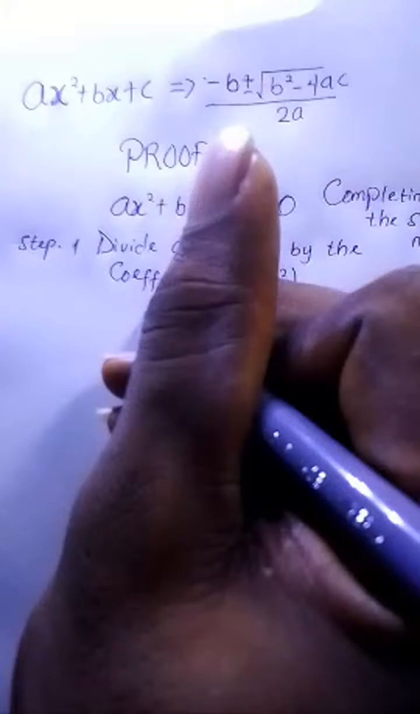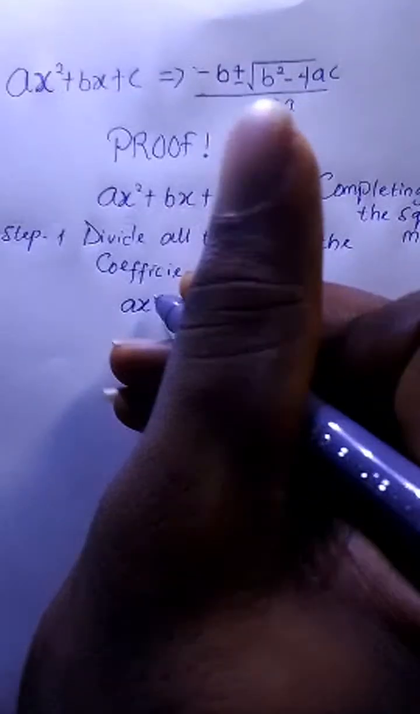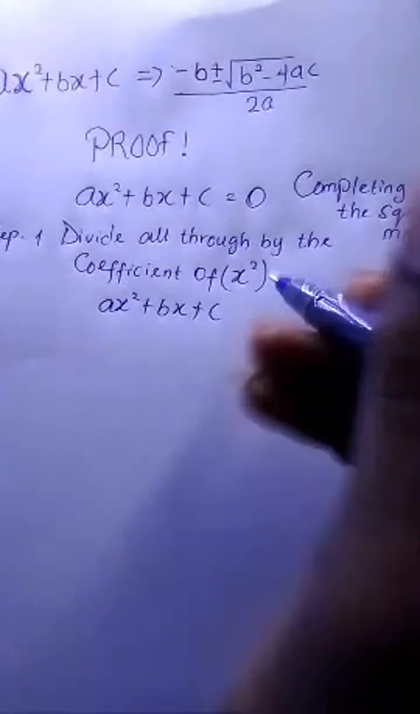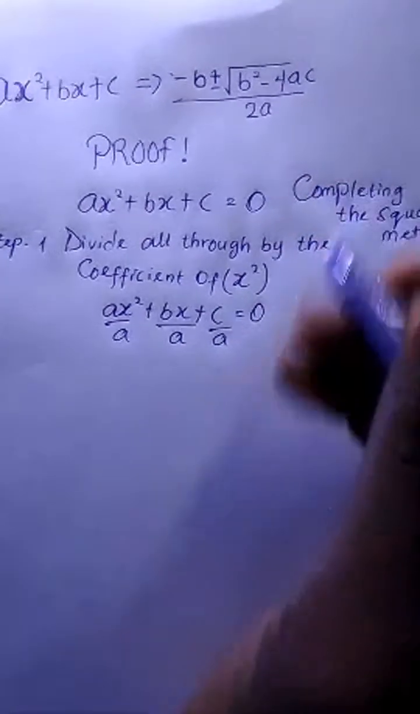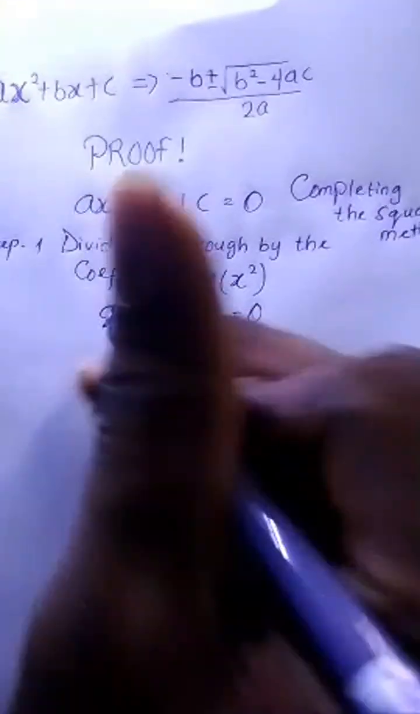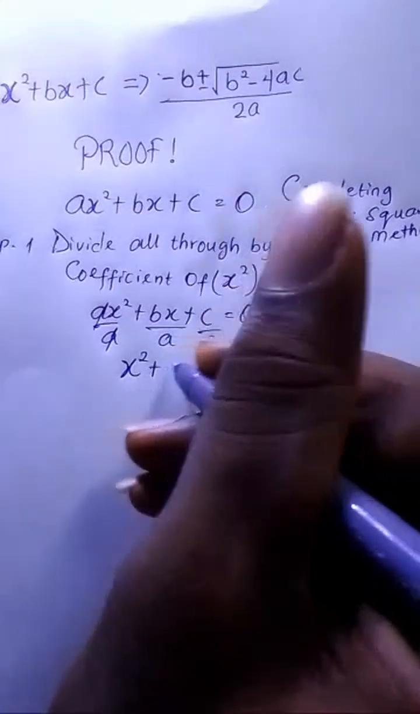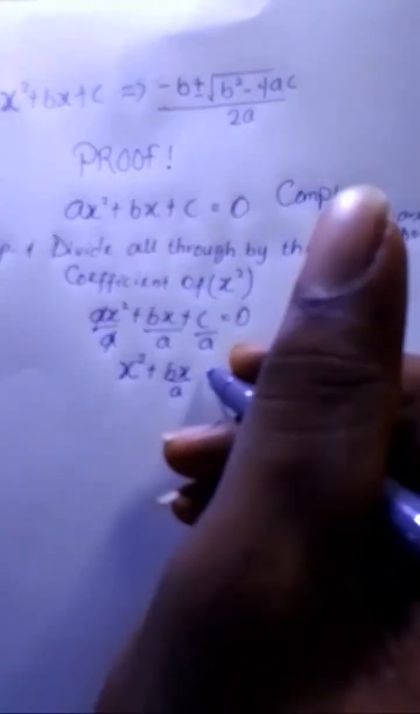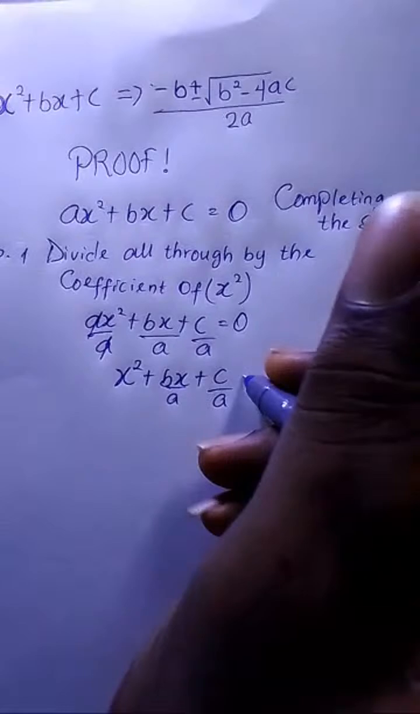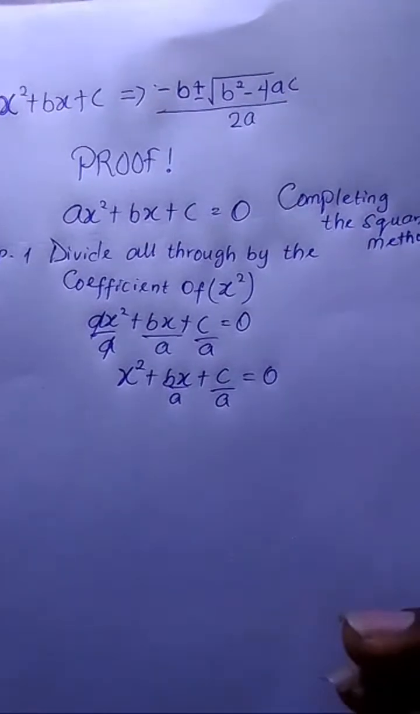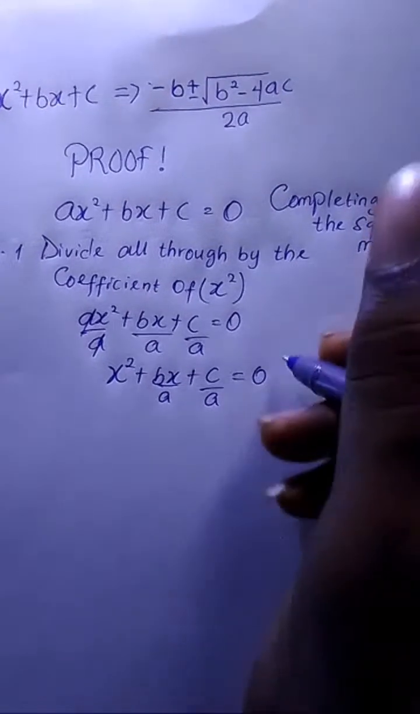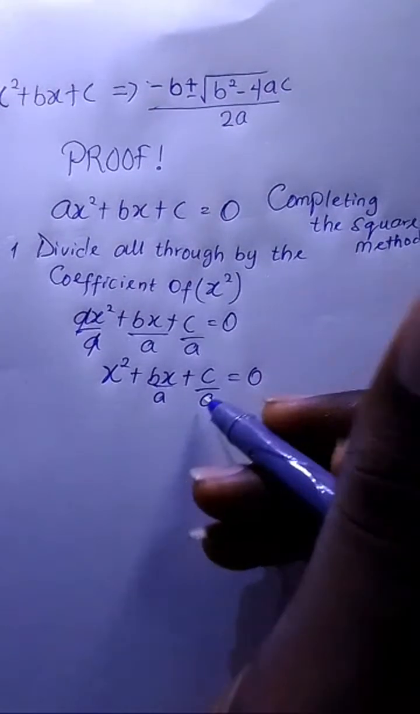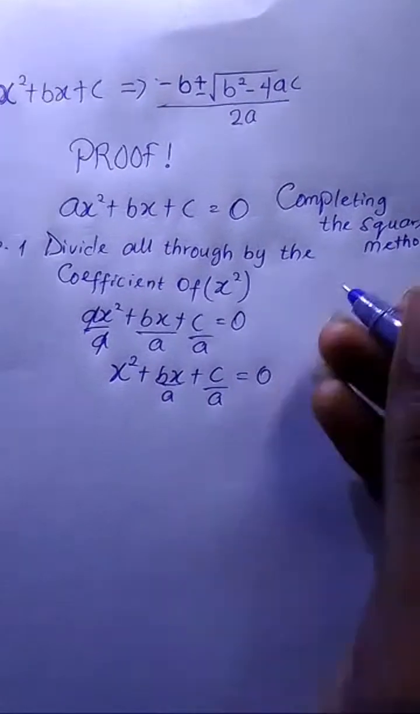So we have ax squared plus bx plus c equals 0. We divide all through by a: divide by a, divide by a, divide by a. That's the first step. From here, a cancels a. We have x squared plus bx over a plus c over a equals 0. Step 2 is to move this c over a to the other part of the equation.